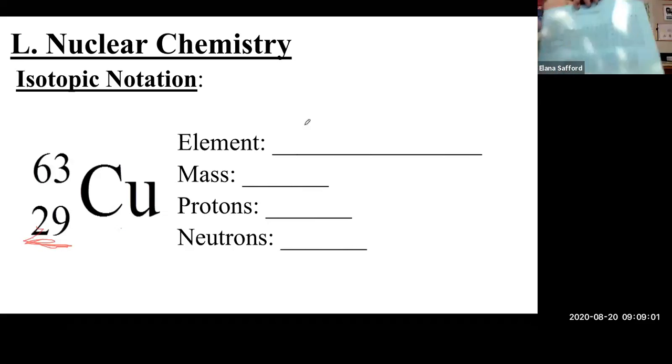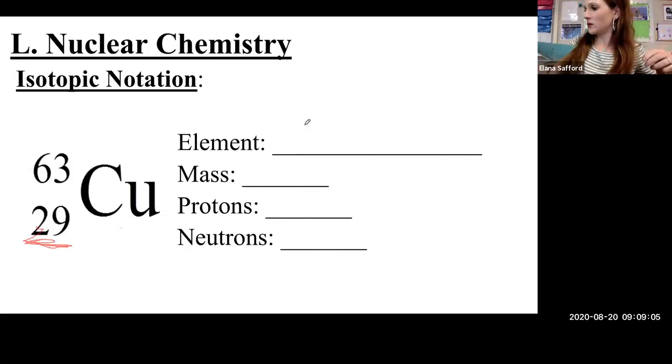29, there it is. So I can see right there, that is copper, Cu. Okay, so my element is copper. The mass, again, is this number here. It's this one.